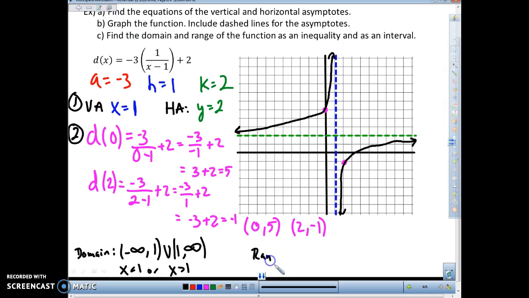As far as my range, the range, well, that's just my y values. So I start from negative infinity and I go all the way up to my horizontal asymptote, which is located at 2. I take a break and I pick back up after 2, and I continue all the way to positive infinity. In inequality notation, this is y is less than 2 or y is greater than 2. Okay, and that is one example.